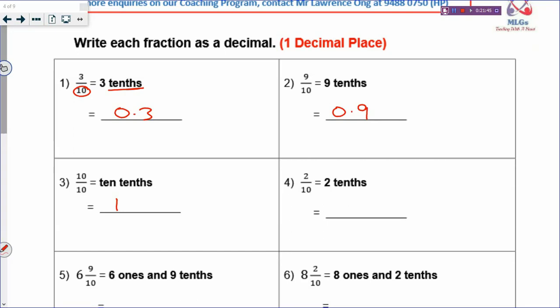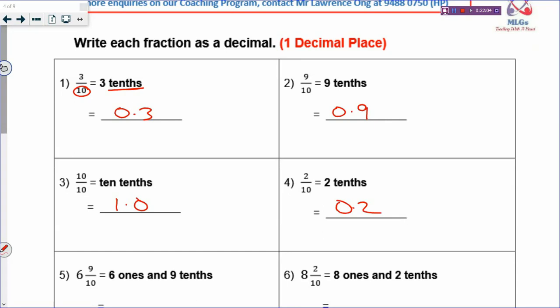This is not a decimal, this is a whole number. So how do you change it into a decimal? You just have to put a .0. A whole number and a decimal, even though they are equal, don't have the same meaning. A whole number is a whole number. Alright, a decimal has a .0 or has a decimal point behind. Okay, alright, 2/10. 2/10 is 0.2.